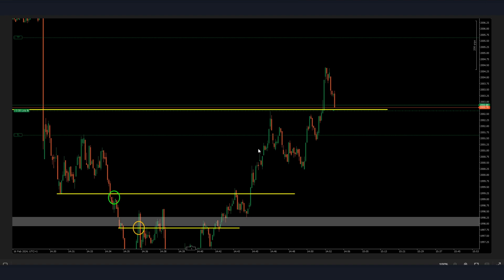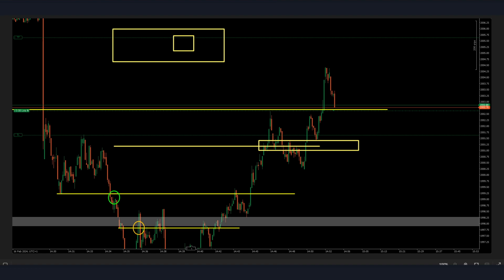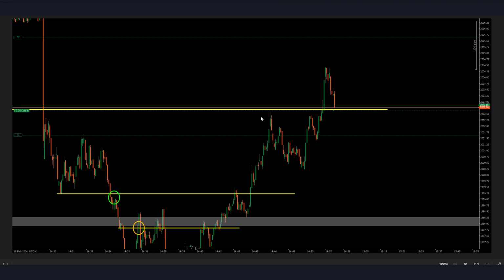Then gold, I don't know if it was the same day. As you can see, after missing out on this, we're seeing that price is now changing direction. We have this area, and that's where I was looking for a trade. I don't know if I actually managed to take it.